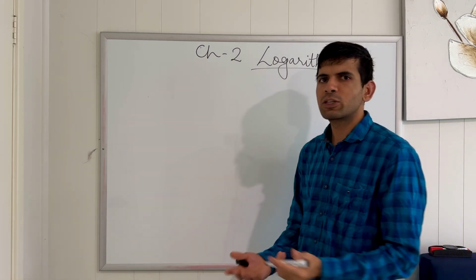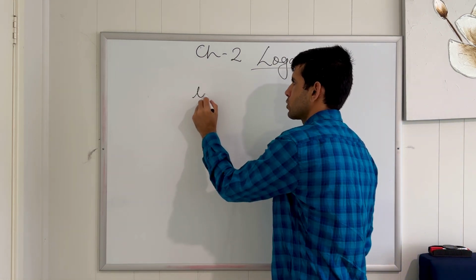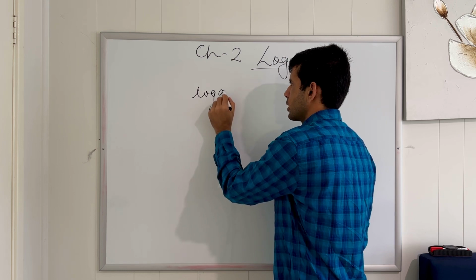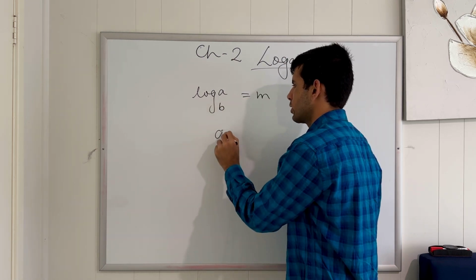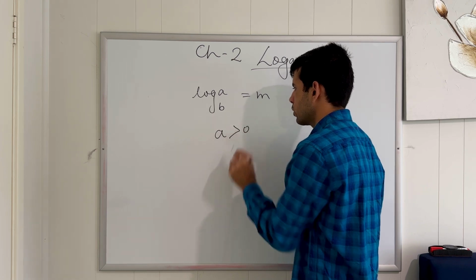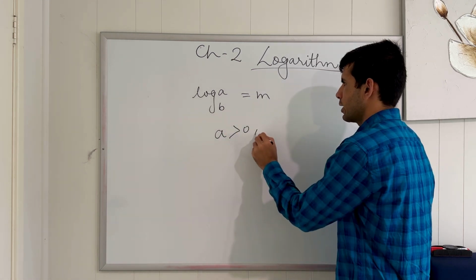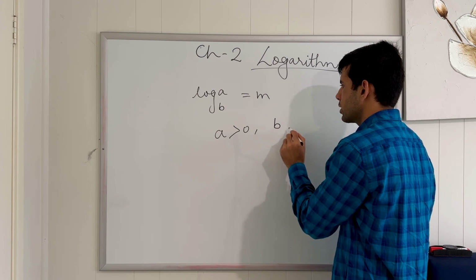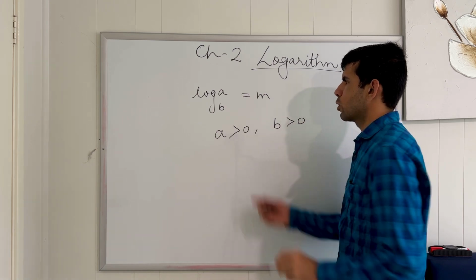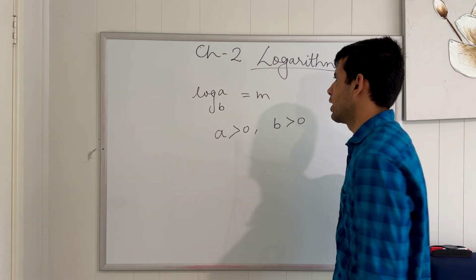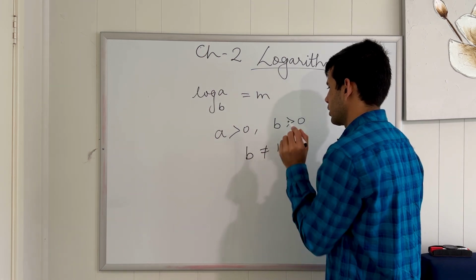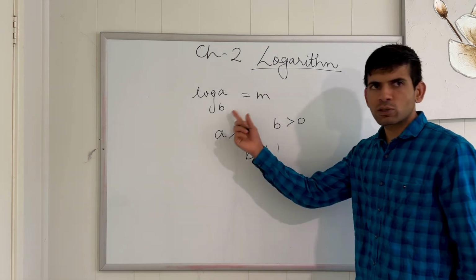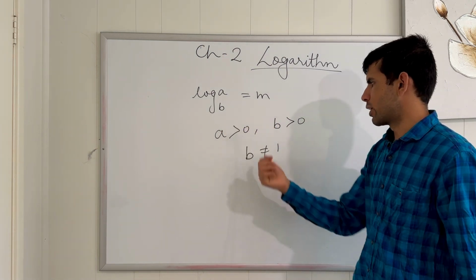For a log to be true, there must be some conditions. First of all, if I'm saying log a base b is equal to m, then a should always be greater than 0, like a should always be positive, and b should also be greater than 0. b cannot be negative. And the second thing is b cannot be equal to 1.